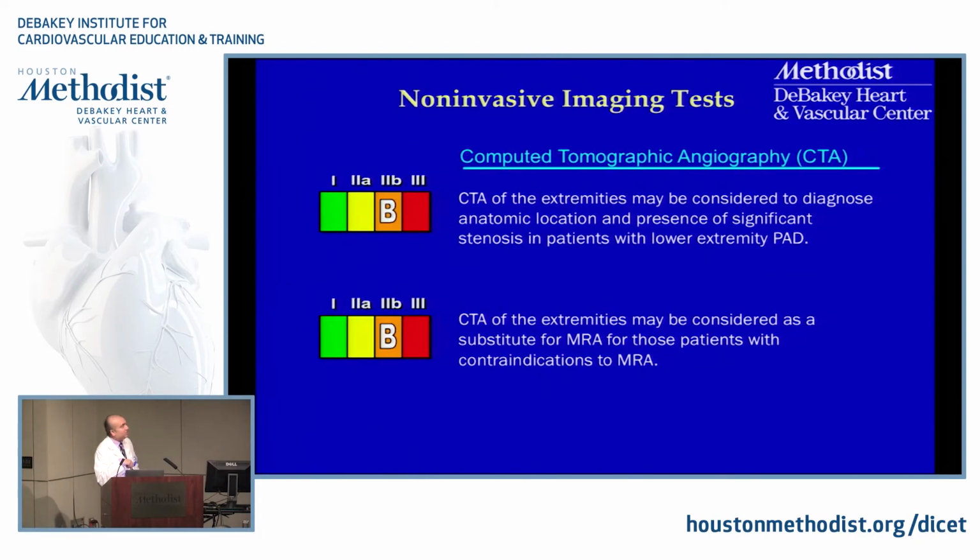The current indication for CTA is a class 2B indication. CTA of the extremities may be considered for diagnosis, as well as anatomic localization and to determine the severity of the stenosis in the lower extremities. And it's also indicated as a substitute when MRA is contraindicated for some reason.